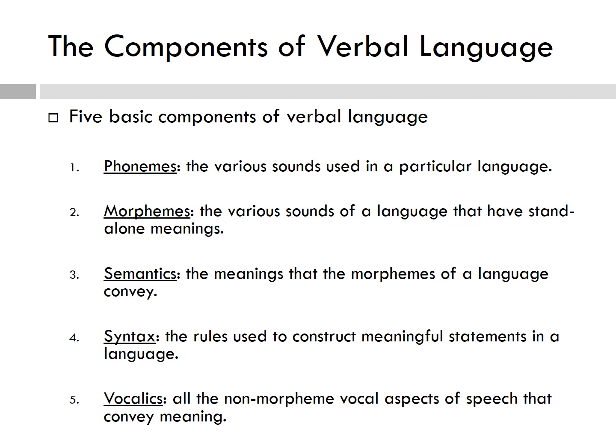Linguists distinguish between five basic components of verbal language: phonemes, morphemes, semantics, syntax, and vocalics. Phonemes are the various sounds used in a particular language. For example, the English language contains the phoneme linguists call the voiceless dental fricative, or as it is commonly known, the th sound, as in the word thing.